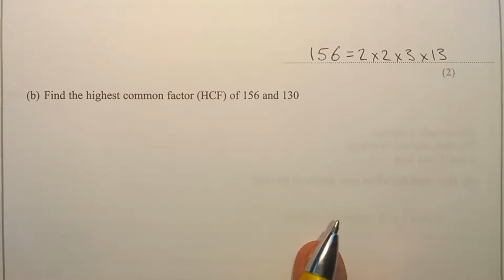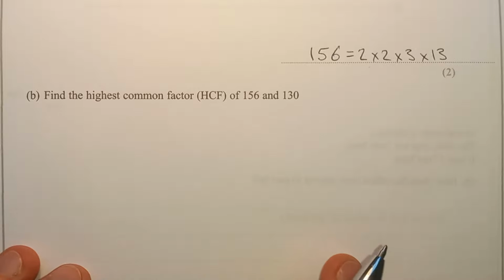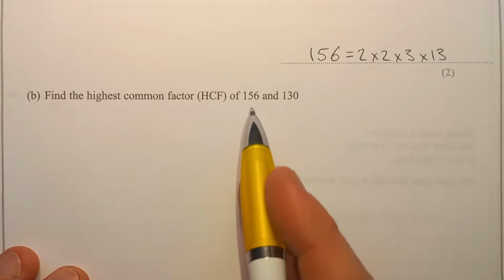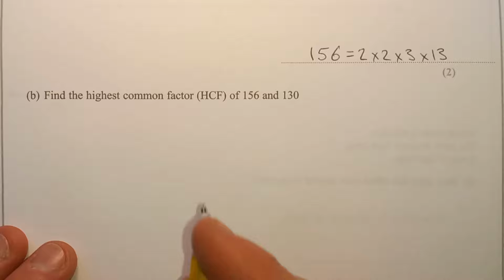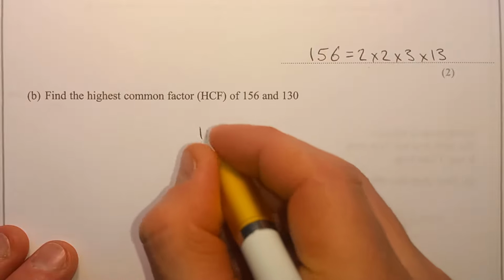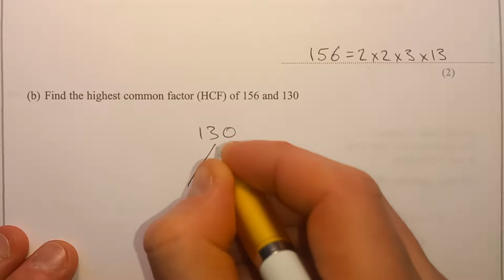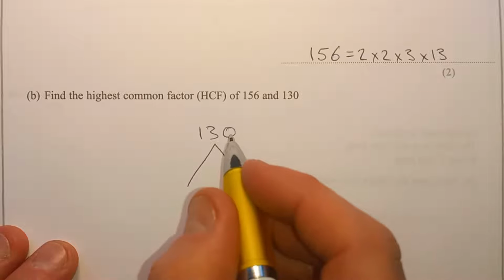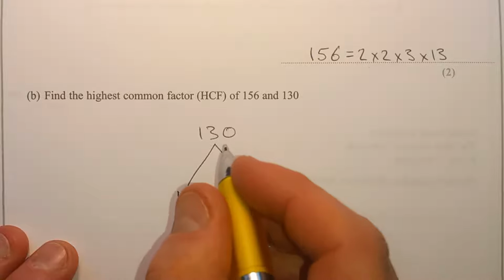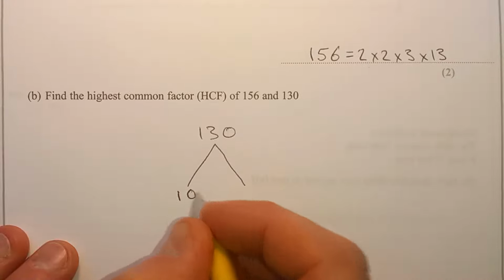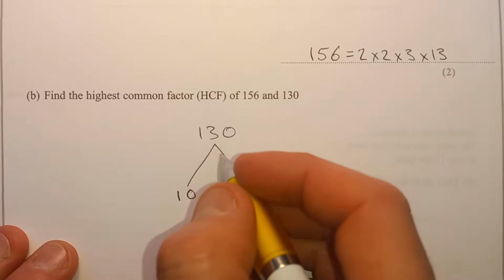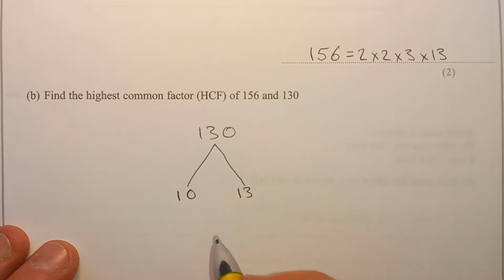Okay, for part B, find the highest common factor of 156 and 130. Okay, so we've already got the prime factors of 156, so let's do the same thing for 130. So if we had 130 up here, this ends in a 0, so I know it's even, I could divide it by 2, but actually I'm going to divide it by 10, so I know 10 will go into it. So if we take the 10 off, we'd get 13. So 10 times 13 is 130.